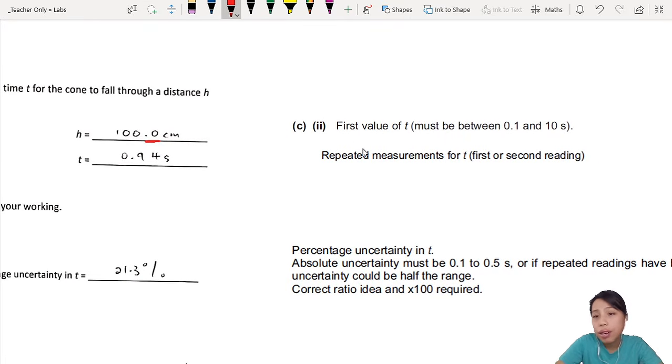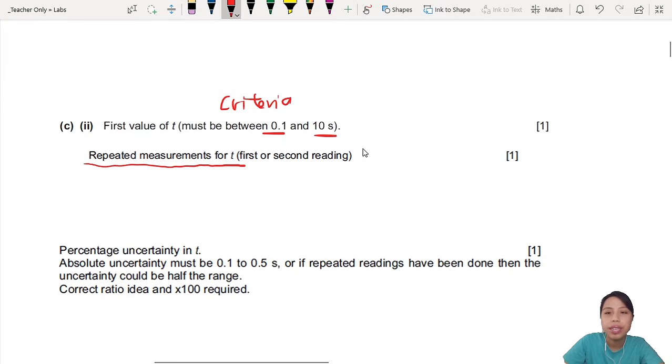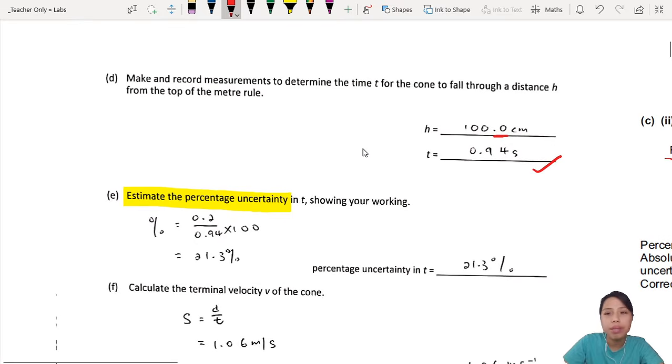T, they have a criteria here. First value must be between 0.1 and 10 seconds. Check and see. Correct. And you must have repeated measurements. Oh, this one, they want repeated measurements already. First or second reading. There's 2 readings, by the way. So, got repeated measurement.